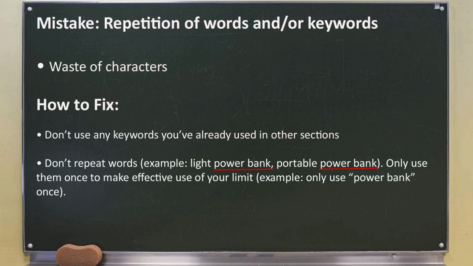A common mistake I see sellers commit is the repetition of keywords and the use of commas for division. Since Amazon imposes a strict character limit, the repetition of keywords will only result in the waste of characters as they do nothing to improve your search rank. How to fix it is: don't use any keywords you've already used in the title and bullet point section of your listing. And don't repeat words. Only use them once to make effective use of your limit.